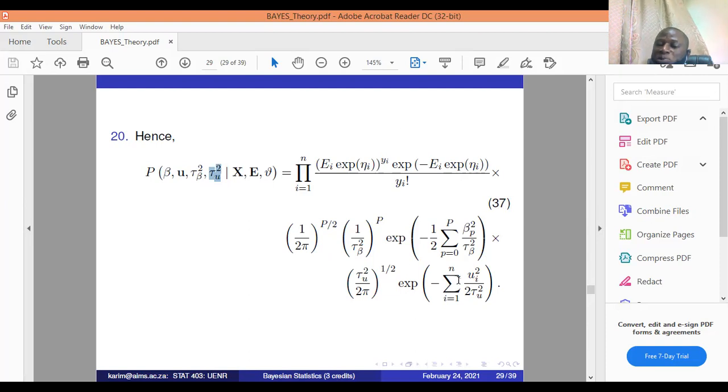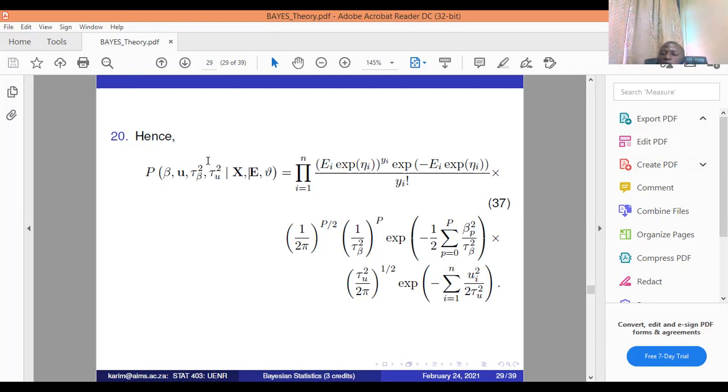So if we want to simulate this to find our beta, to find our u, to find the tau of the beta, and to find the tau or the precision of the residuals, then we need this one should go, this one should be on the other side, not here. This is the risk of the disease. It should be here, not here.